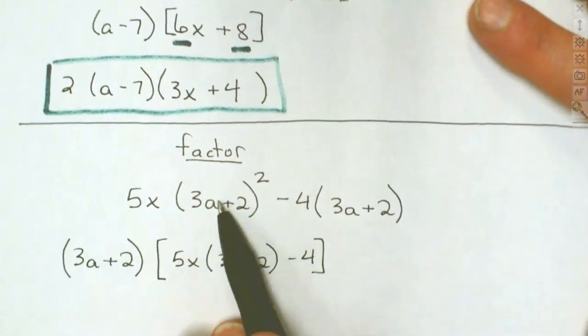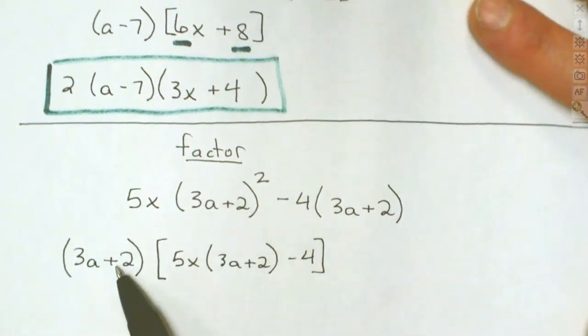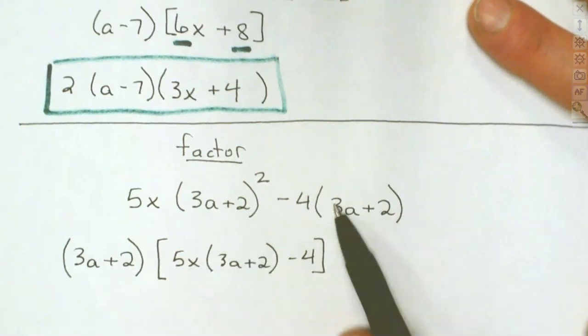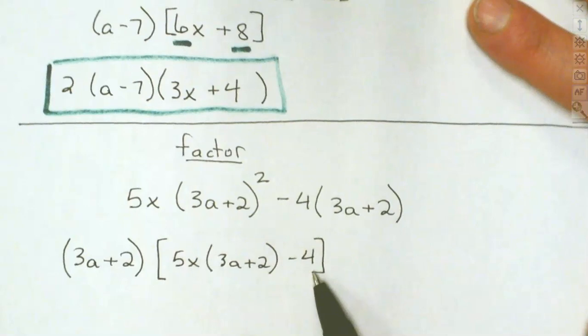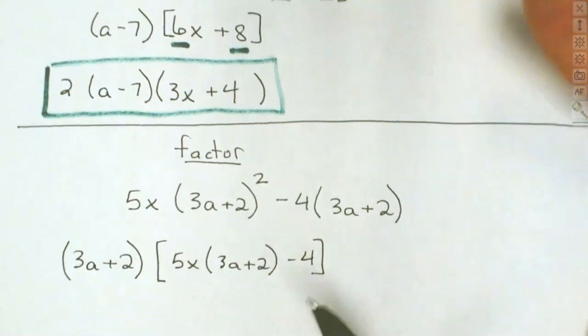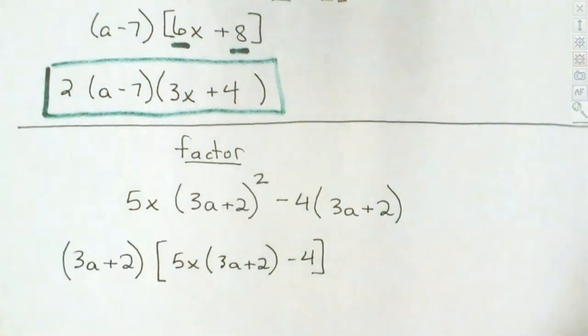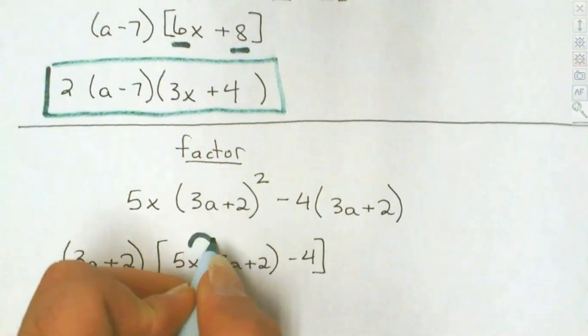Because there's 2 of them, I took one of them out, and one of them is left over. Second piece, that's completely gone. So that just leaves you with a minus 4. Now we need to clean this up as much as possible. We need to get rid of all the extra parentheses. So we're going to use our distributive property here.